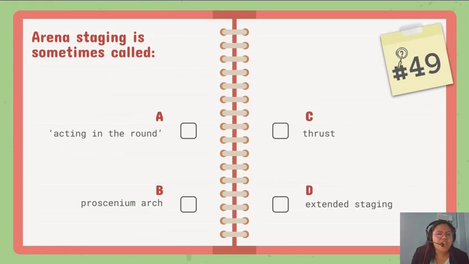Number 49. Arena staging is sometimes called A. Acting in the round, B. Proscenium arc, C. Thrust, or D. Extended staging. The correct answer is letter A. Arena stage. Arena staging is this type of stage that the audience surrounds the actors who occupy a center area called the central acting area. Therefore, arena staging is sometimes called acting in the round.